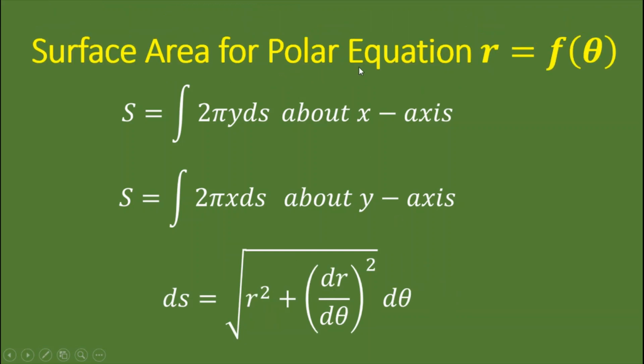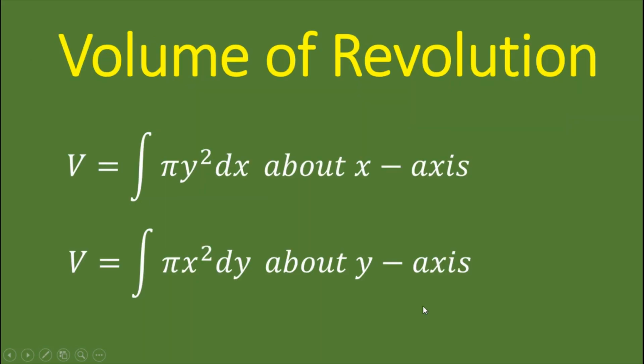Surface area for polar equation r equals f(theta): S equals integration 2 pi y ds about the x-axis, S equals integration 2 pi x ds about the y-axis. ds equals square root of r square plus (dr/d theta) whole square d theta. Volume of revolution: V equals integration pi y square dx about the x-axis, V equals integration pi x square dy about the y-axis.